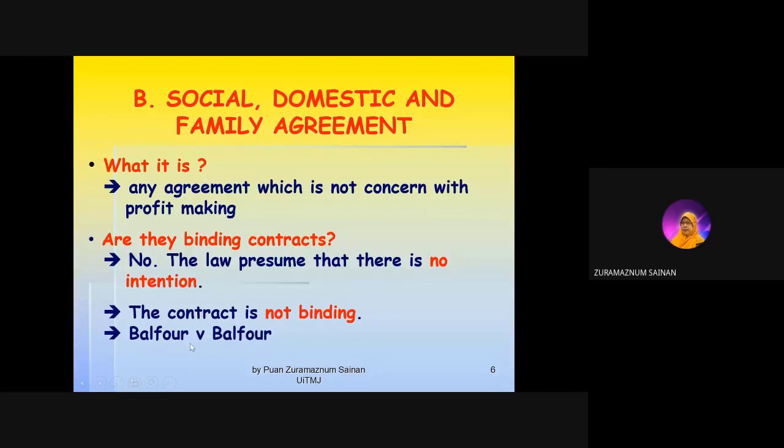Balfour versus Mrs. Balfour atau the other way around. Maknanya ni antara husband and wife. The agreement is assumed no intention. Kita presume no intention. In that case, it is not binding. Ni semua janji-janji nak having family gathering, having vacation, you promise with your children, bagi hadiah. Okay, so all this having no intention. In that case, it is not binding.